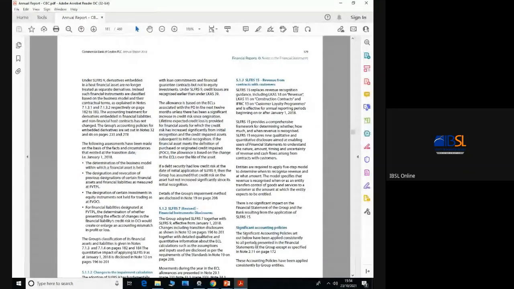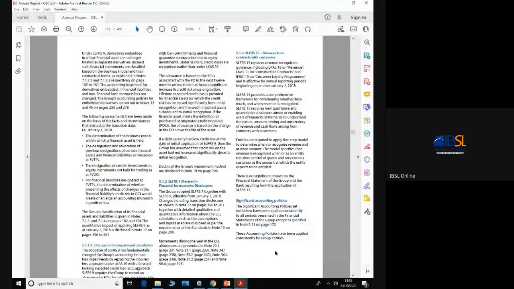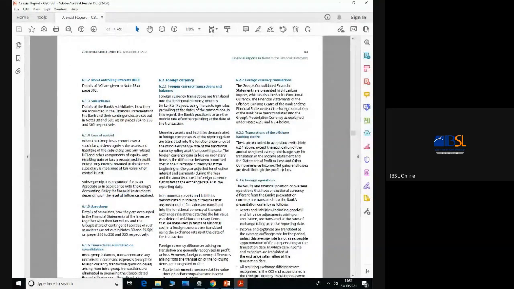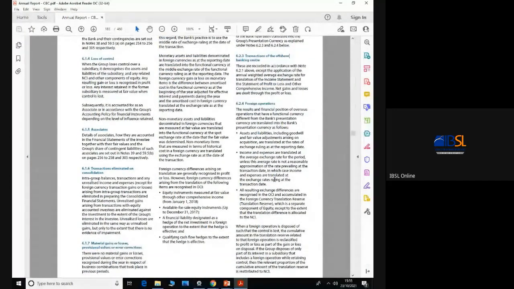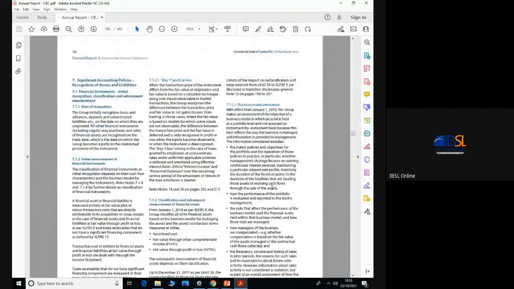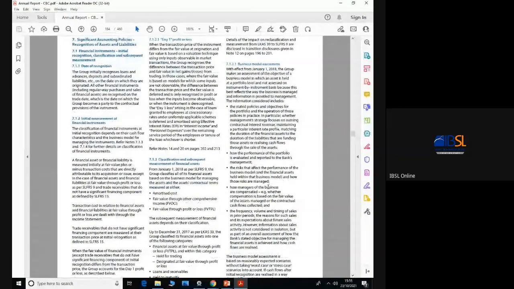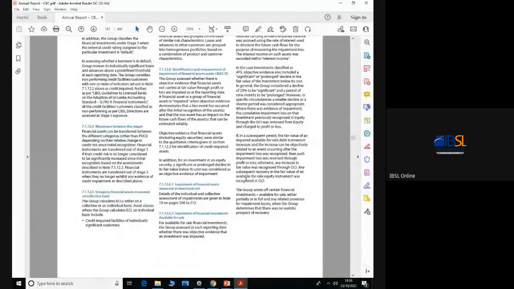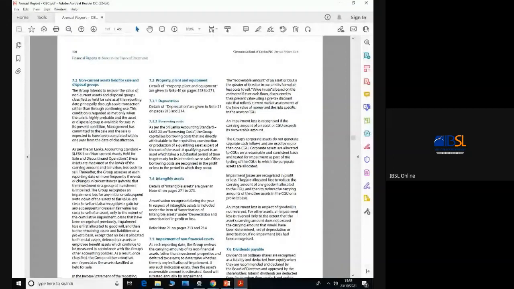From this section onwards, they talk about the significant accounting policies. You see? Now you see significant accounting policies. The basis of consolidation. They talk about each and every item. Here, foreign currency translations, how you convert these. Then I just want you to look at the depreciation. Property, plant and equipment. Here they say details of property, plant and equipment. Now they have given it in detail in the respective sections.